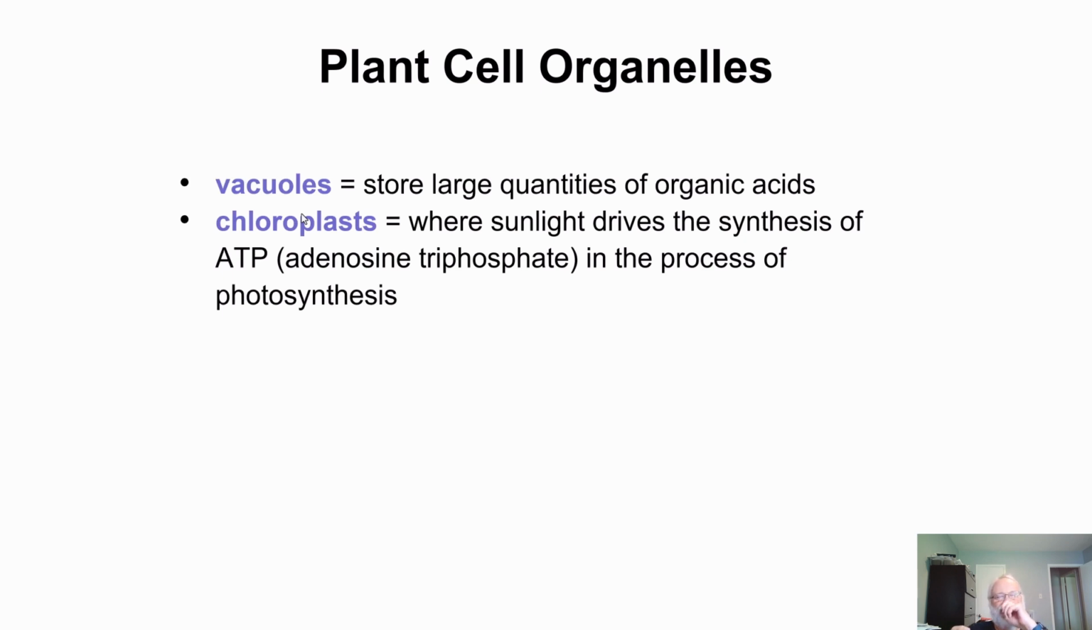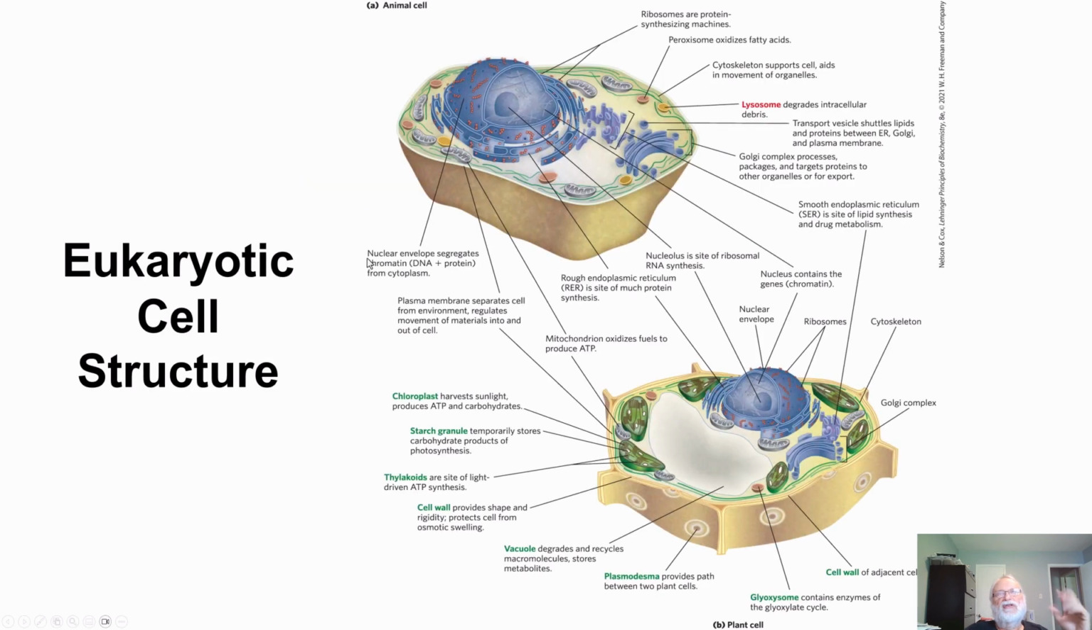And chloroplasts, which everybody knows is the green part that harvests light to make sugar from carbon dioxide. So let's look at what the cells look like. Here on the top portion we have an animal cell. On the bottom portion we have a plant cell. And you'll see there's a lot of very common things.